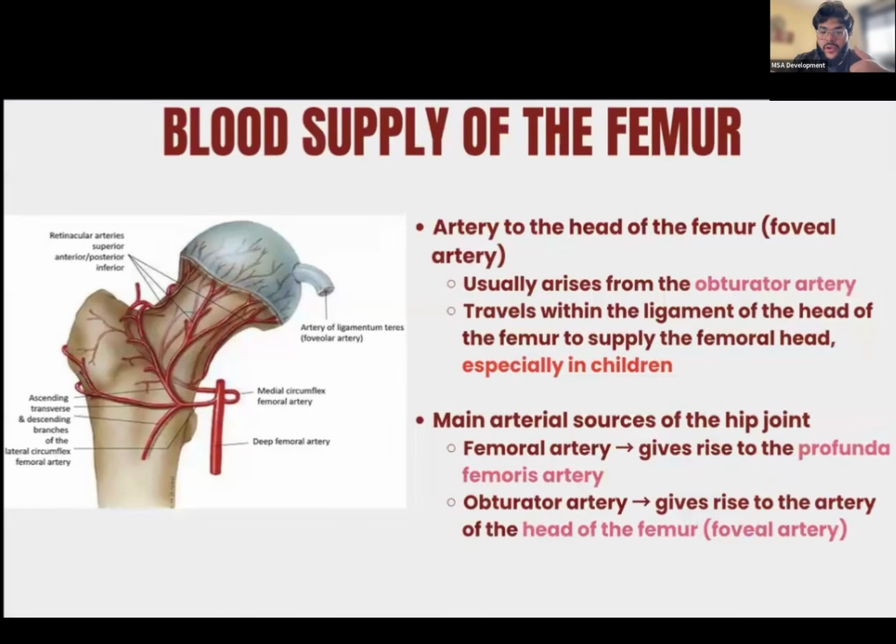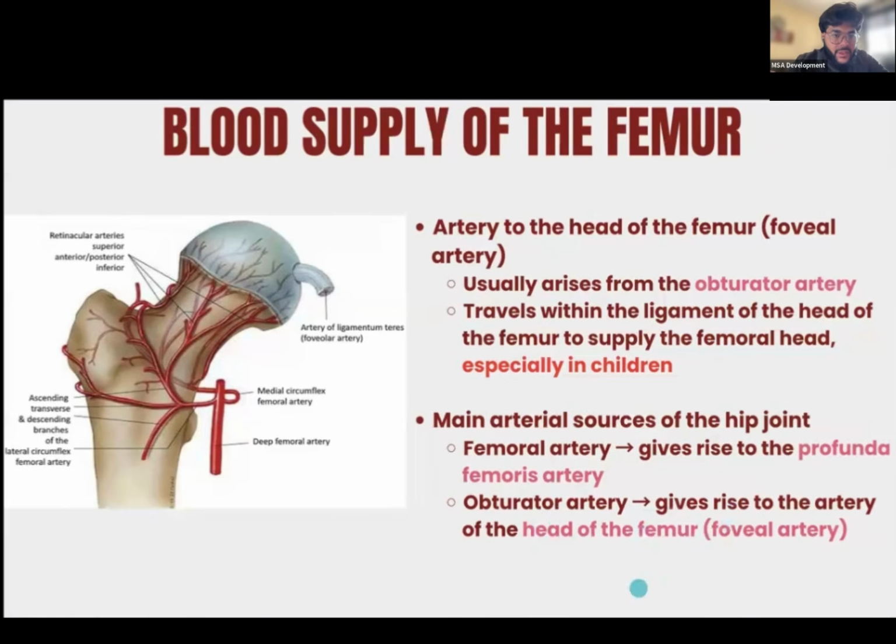Then we also have the artery to the head of the femur, which is the foveal artery, as you mentioned earlier. This artery arises from the obturator artery. It travels within the ligament of the head of the femur to supply the femoral head. We mentioned this earlier. There's a small ligament that is basically attached to the head of the femur, and inside this ligament you have your foveal artery.